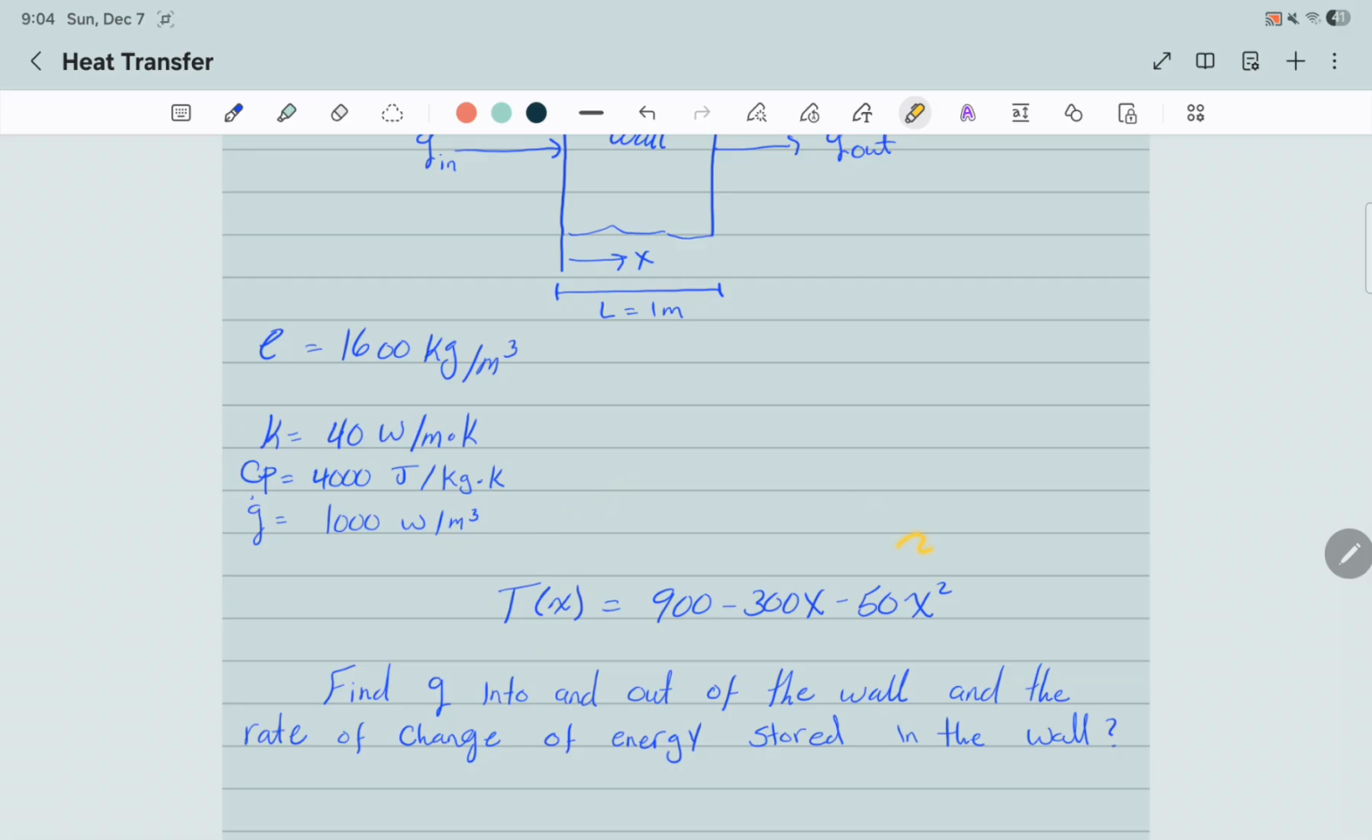We're given also the temperature distribution in the wall as a function.